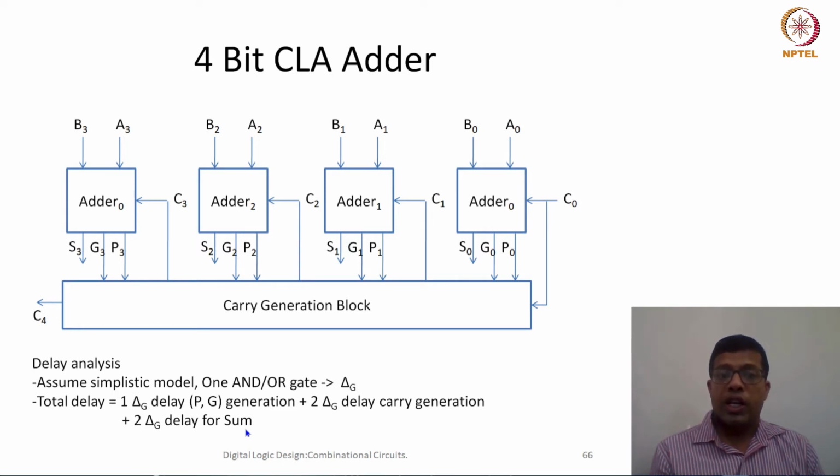You can also analyze that in the case of a ripple carry adder, the delay would have been 2 delta G for each of them plus 1 XOR gate delay. So essentially there would be 4 plus 8, that is 12 delta G delay.